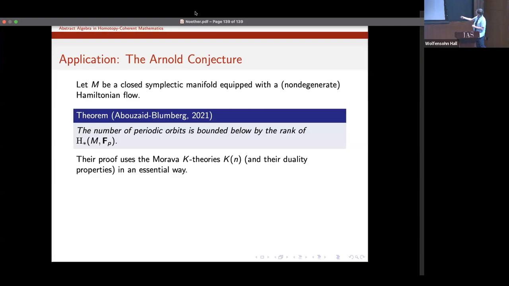Their proof really exploits the fact that these Morava K-theories are exotic things that behave a little bit like characteristic zero objects and a little bit like characteristic p objects. They behave like characteristic zero objects by virtue of having Poincaré duality for compact orbifolds, and they behave like characteristic p objects because they detect information about mod p cohomology. They detect torsion phenomena. Okay, I think I will stop there.